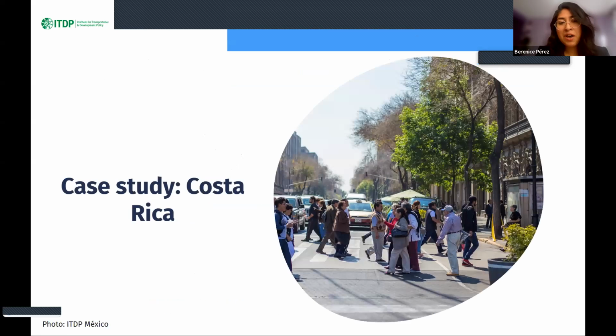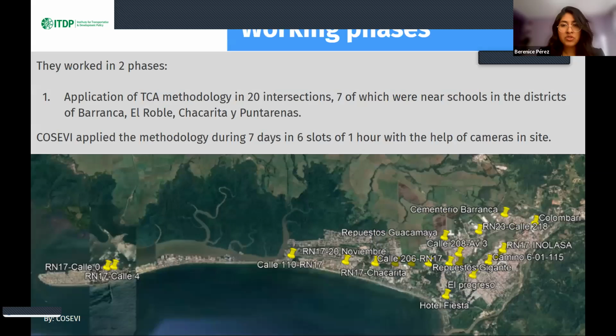So now I am going to talk about Costa Rica, about this experience. It's in general because Costa Rica is analyzing the data that they have about this application of the methodology. So what happened in Costa Rica, we work with the Costa Rica Road Safety Council, that is called COSEBI.